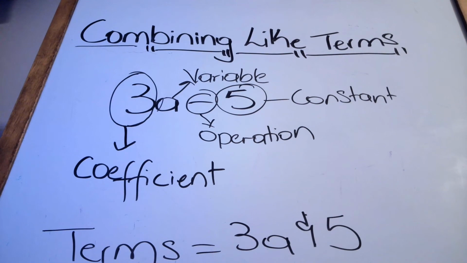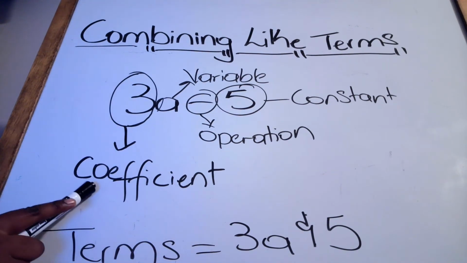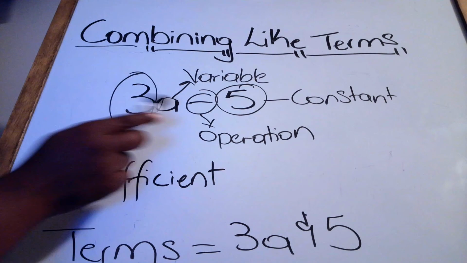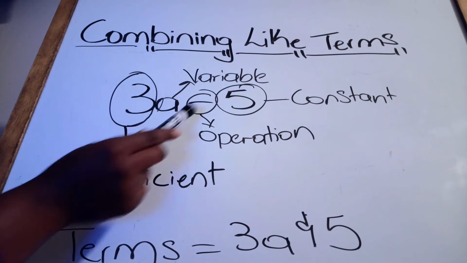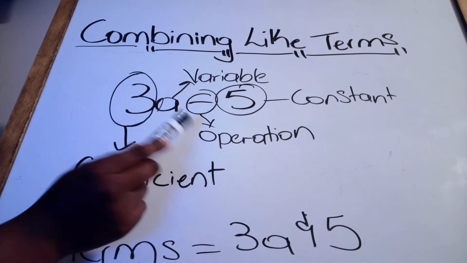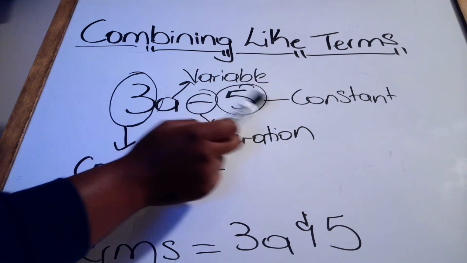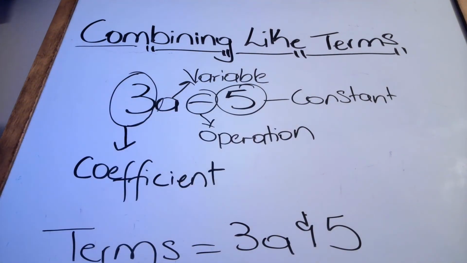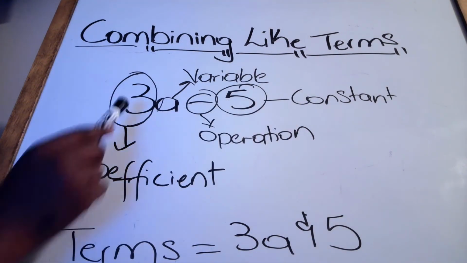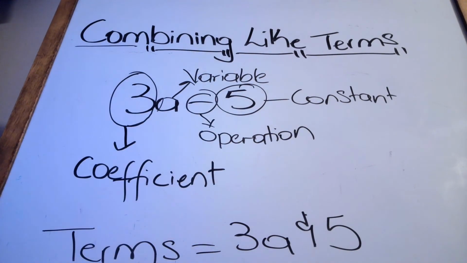Alright, so we have to know the parts of the expression before trying to solve them. So we know the coefficient, the number that comes before the variable. Variable is the letter, the sign is the operation, 5 is a constant because it does not have a variable attached to it, and there are 2 terms in this expression, 3a and 5.